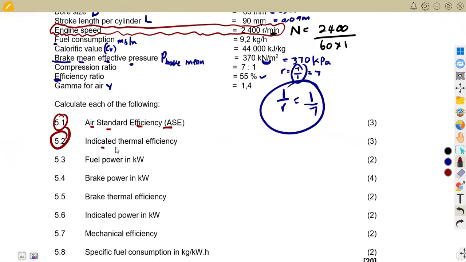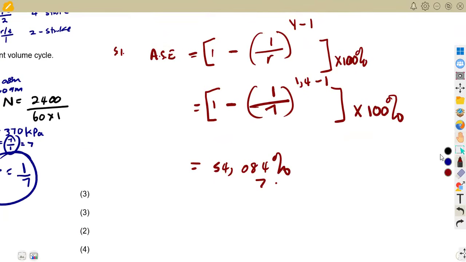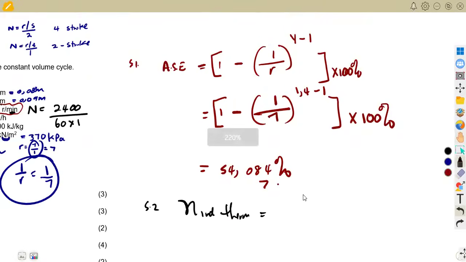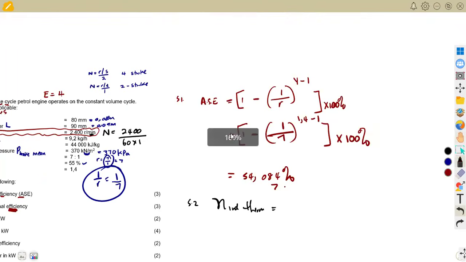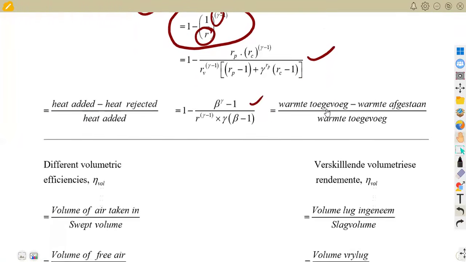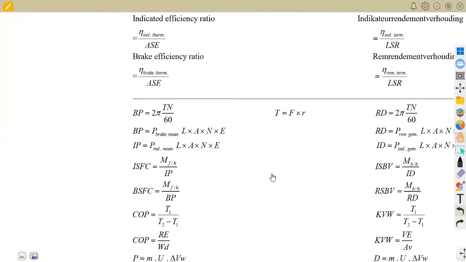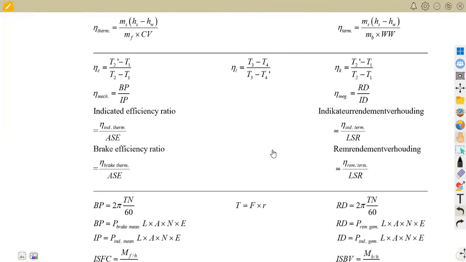Then we move on. The indicated thermal efficiency. Let me just write it down here so that we can check. That's 5.2. So we need to calculate the indicated thermal efficiency. How are we going to calculate this? We have got the air standard efficiency in this case. Let us go back to our formulas. I want you to check this. There is this formula. Let's hope they listed it down for us here, or let's hope I inserted that formula. Yes, I think we have it here.